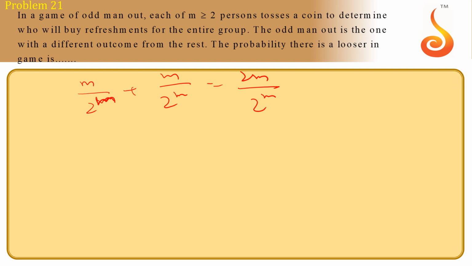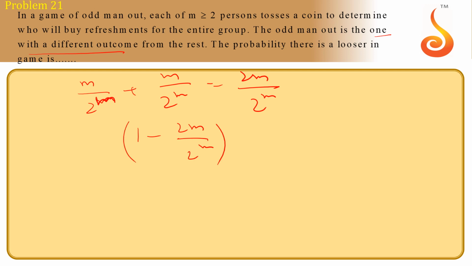Then there can be other chances also, no? Because what is said, odd man out is the one with a different outcome. Only one fellow should toss different from others. But there is a chance that the game trials will continue. The probability for that will be 1 minus 2m by 2 power m.